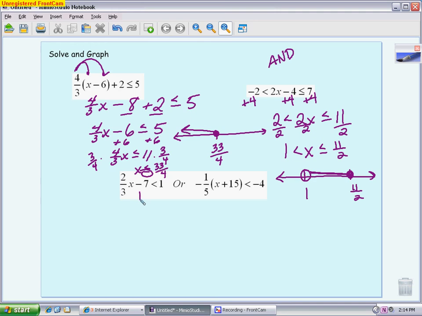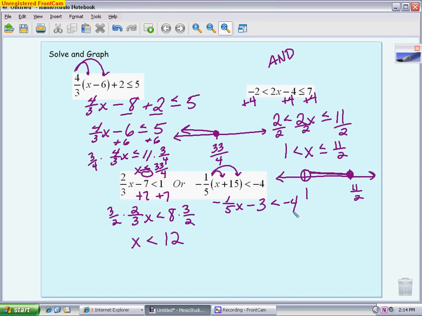So for this place, you start by adding 7. So you have 2/3 x is less than 8. Multiply both sides by the reciprocal 3 halves. You get x is less than 12. Go over to the other inequality. I'm going to distribute the negative 1/5, so you get negative 1/5 x minus 3 is less than negative 4. Add 3 to both sides. Negative 1/5 x is less than negative 1.